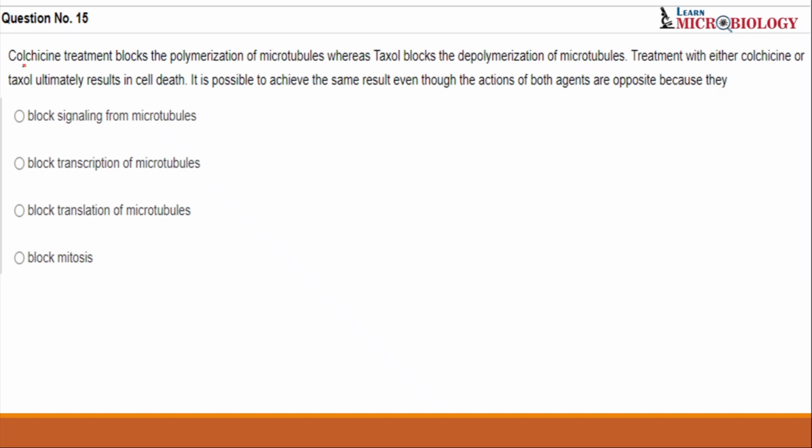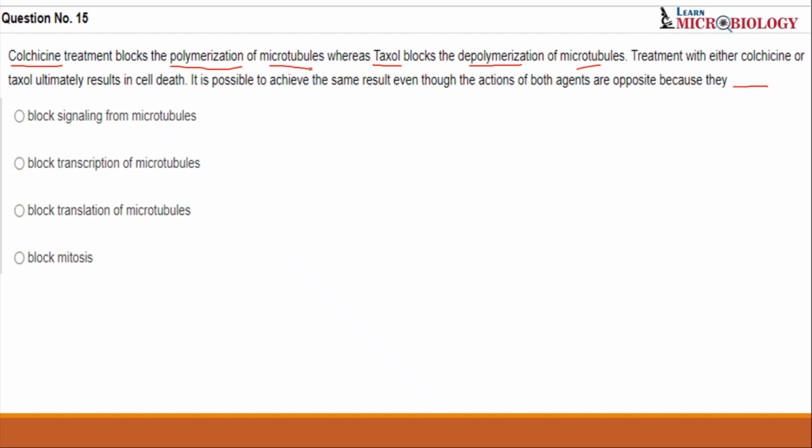Colchicine treatment blocks the polymerization of microtubules, whereas Taxol blocks the depolymerization of the microtubules. Treatment with either colchicine or Taxol ultimately results in cell death. It is possible to achieve the same result even though the actions of both agents are opposite because they are dash. Okay, before understanding the question, let us first understand what microtubules are.